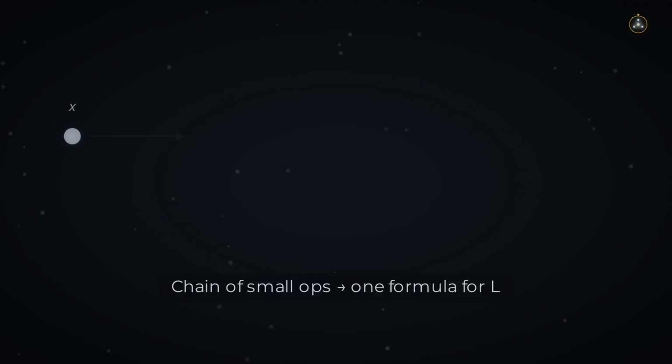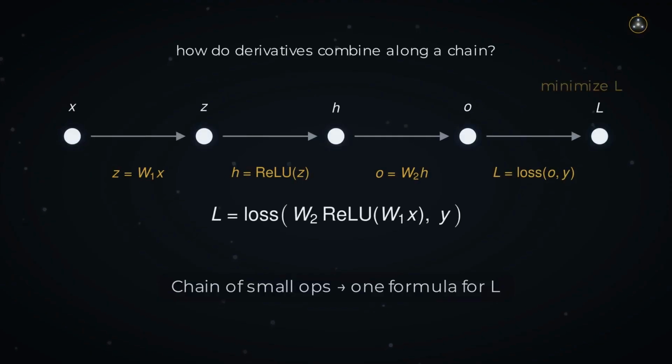Here is the key idea. One path through the graph is just a chain of small operations from x, step by step, to the loss. Chain them together, and you get a single formula for the loss, the number we minimize. Each link's derivative is easy on its own. The trick is combining them.